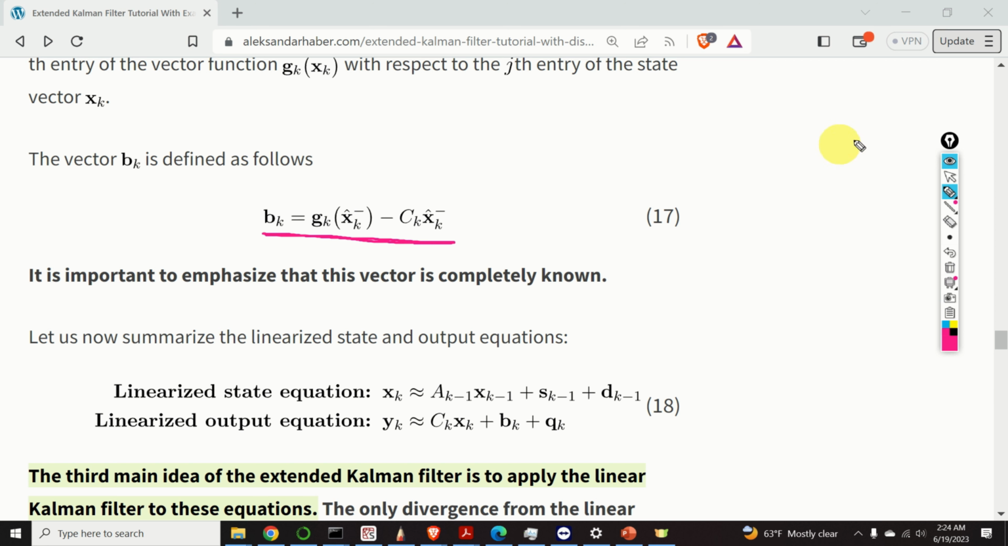Let us now summarize the linearized state and output equations. Here they are.